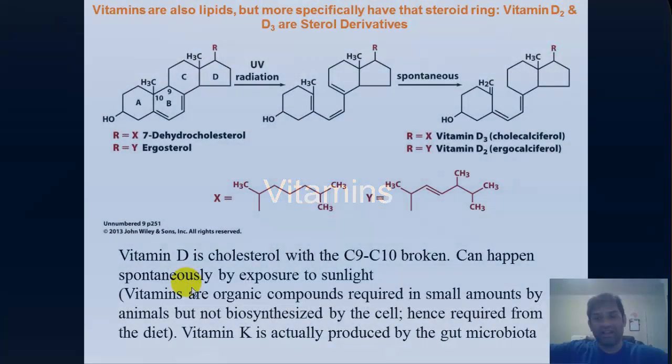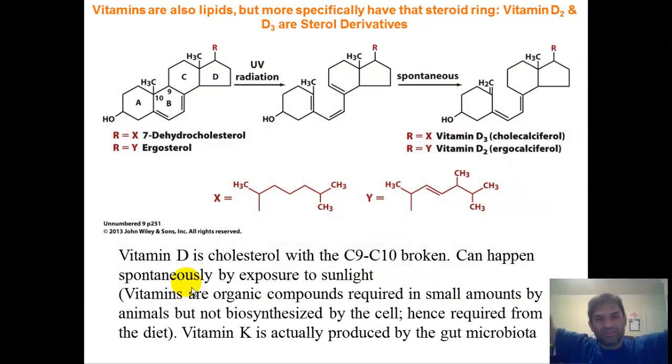So, a big umbrella, vitamins, underneath the even larger umbrella of lipids. Vitamins have a diverse array of functions. I want you to look at the structure of these, particularly vitamin D. It is very, very different from fatty acids, very different from your gangliosides, very different from your sphingomyelins, is it not?